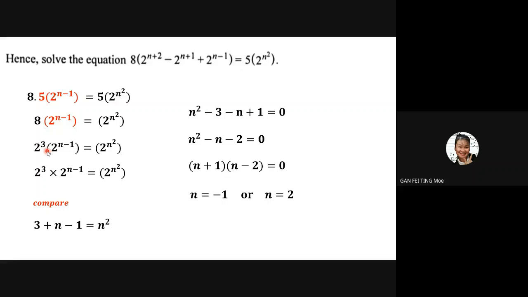I repeat, pendaraban nombor berindeks. This is nombor berindeks. Nombor ada indeks, so dipanggil nombor berindeks. Ini nombor, ini indeks. Pendaraban, because bracket, kita dah belajar, bracket adalah simbol bagi darab. Pendaraban bagi nombor berindeks dengan asas yang sama, with the same base. Indeks dia ditambah. You add up the index 3 plus n minus 1. It's not 3 times in the bracket n minus 1.